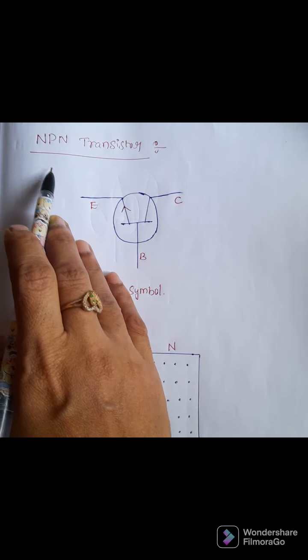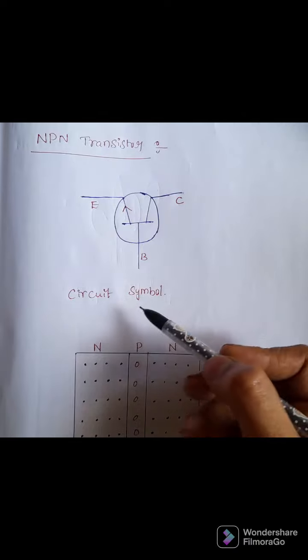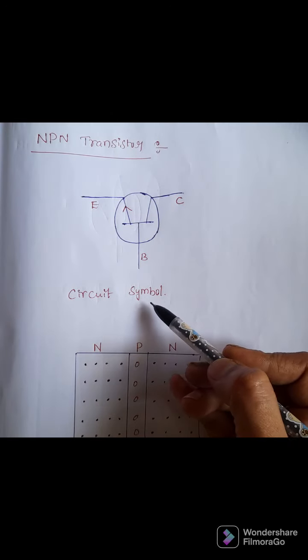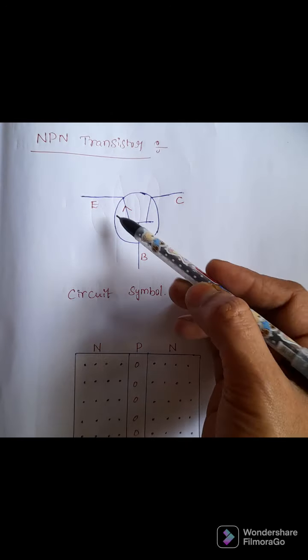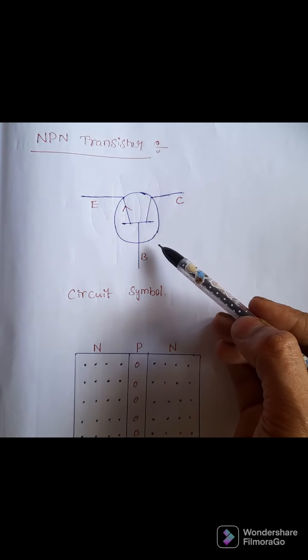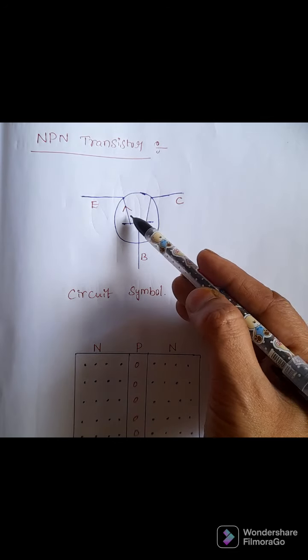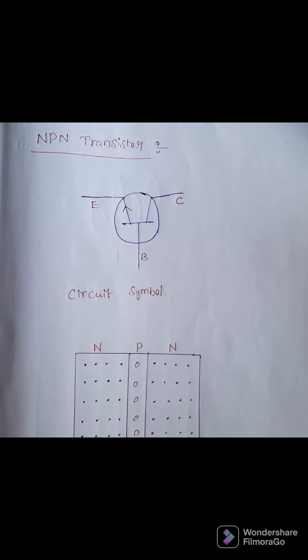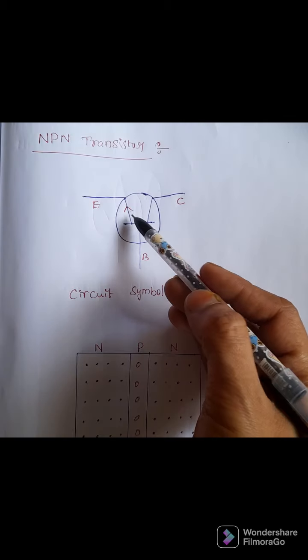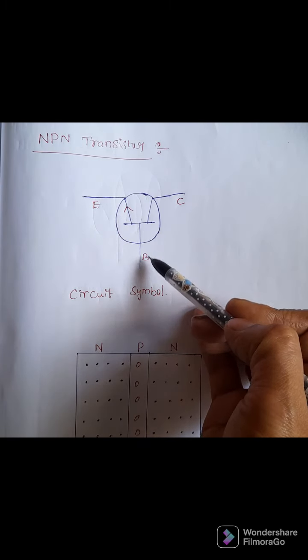Hello everyone, today we are going to discuss the NPN transistor, and this is the circuit symbol of the NPN transistor. We know that this is the emitter, base and collector. The only difference between PNP and NPN transistor is this arrowhead. This arrowhead represents the current flow is from base to emitter.